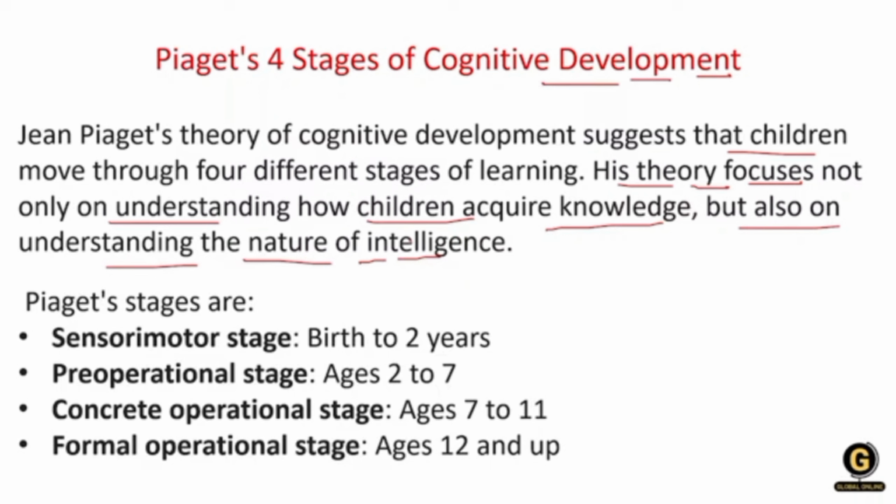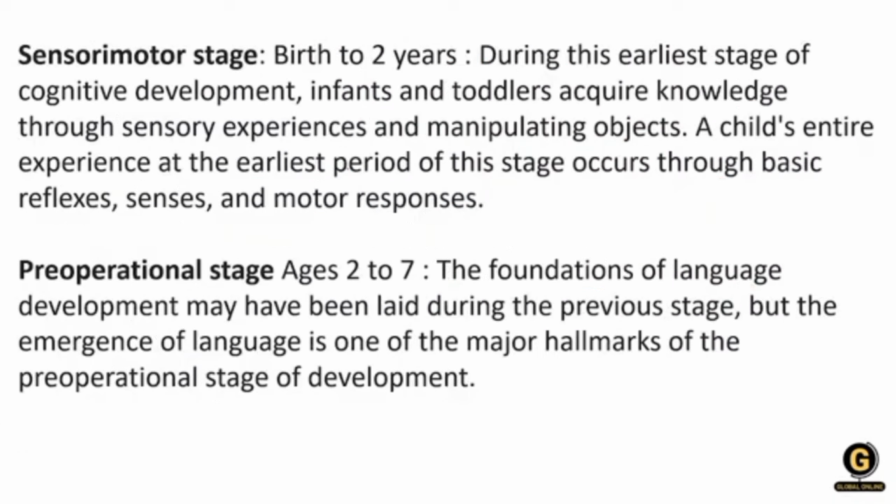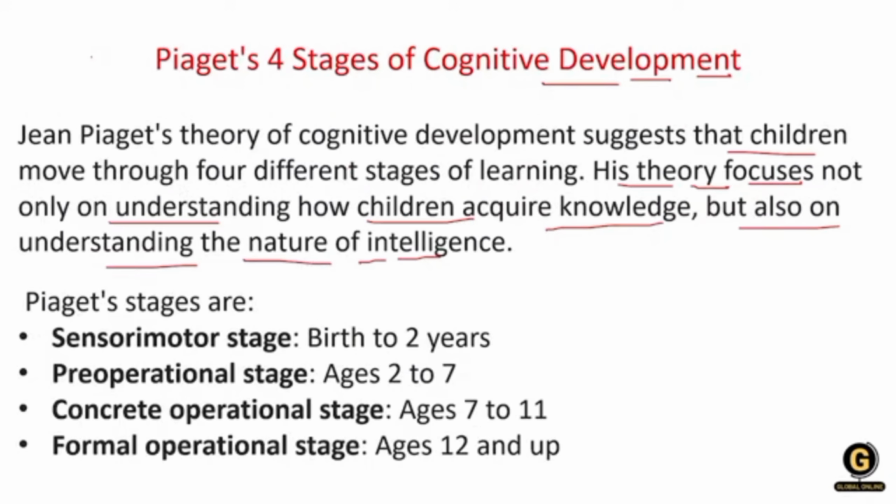So what kind of understanding may the learners develop in a particular age range? Like the sensory motor stage, the pre-operational stage, the concrete operational stage, and the formal operational stage. These are the four stages of cognitive development given by Piaget. First is the sensory motor stage, from birth to 2 years.